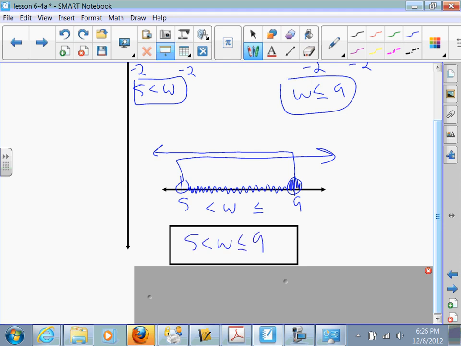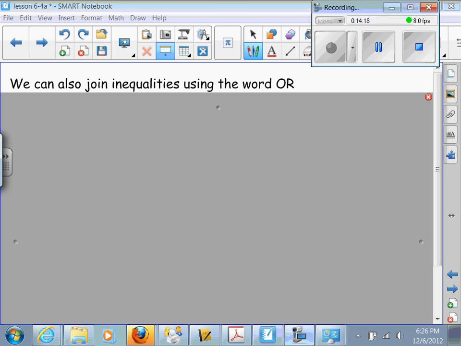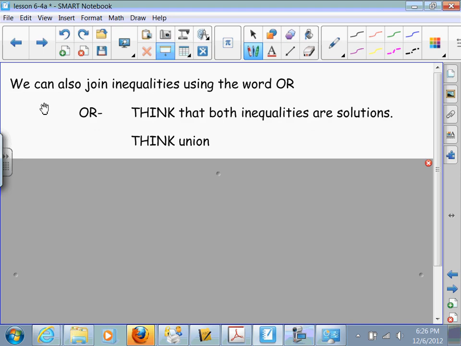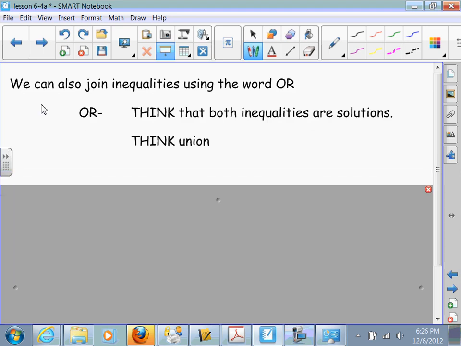Okay, talking about the word or. We can also use inequalities joining the word or. All right, if we use the word or, we want to think that both inequalities are solutions. Okay, the solutions come from both inequalities. We also want to think union. So again, if we're talking about a Venn diagram type of situation, we talk about union.